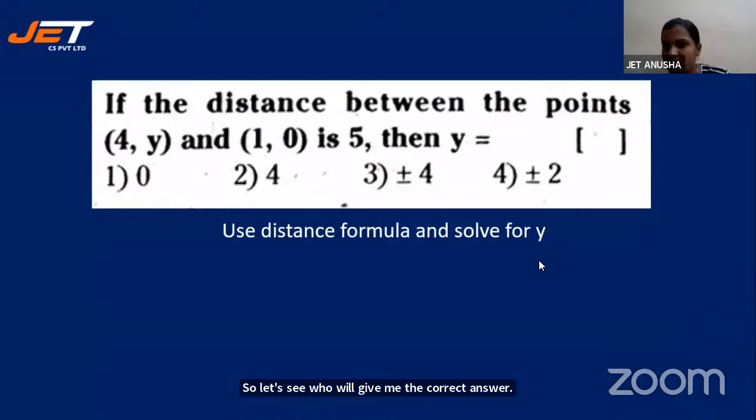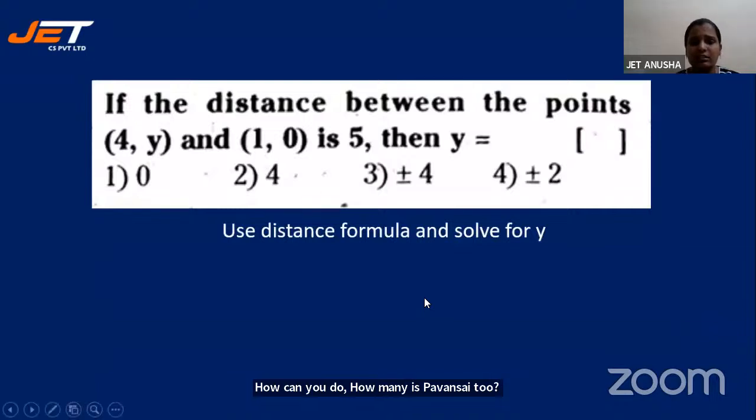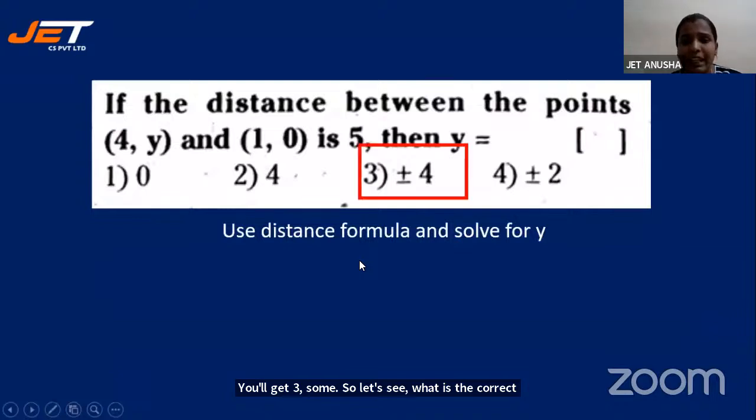Ashwin 2, Taruni 2, Taruni gave me 3, Akhil 2, Pavani 3, Pavan Sai 2, Yogita 3. So let's see what is the correct answer. Please check your calculations.